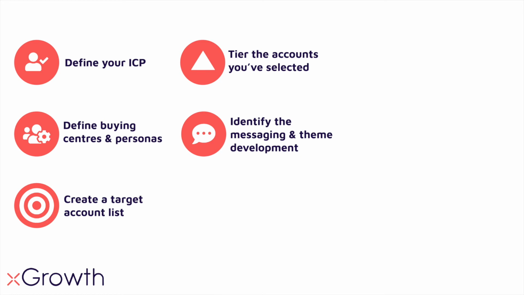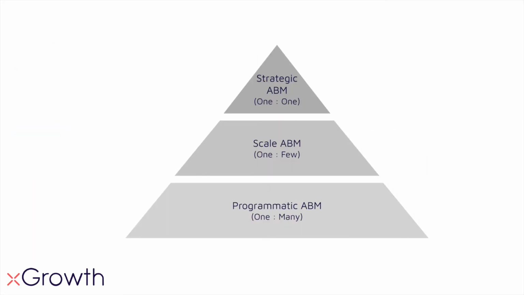Step number 5 is about theme development and messaging. By now, you have a good understanding of the accounts that you're going after, the people who are important to you in those accounts, and what kind of pain points they have. Now, by looking at your tiers, you start to do messaging per tier. So if you have accounts in your strategic tier, you might create messaging for each account individually. But if you're looking at your scale accounts in your scale tier, you might start looking at developing messaging for a cluster of accounts. And you might do a more generic messaging for your programmatic tier in your ABM process.